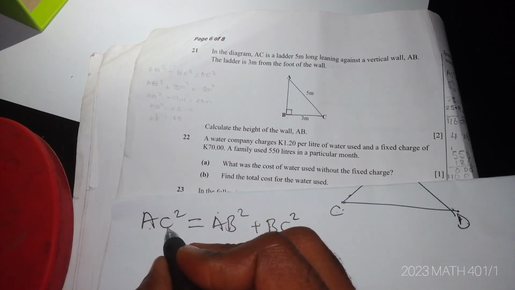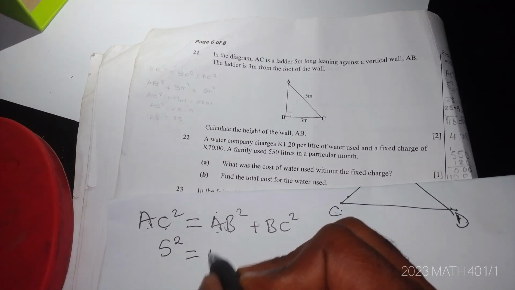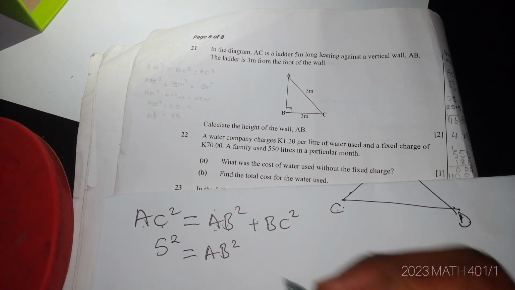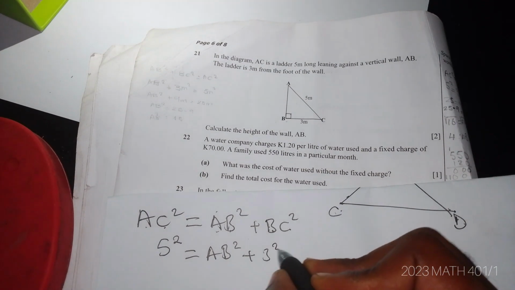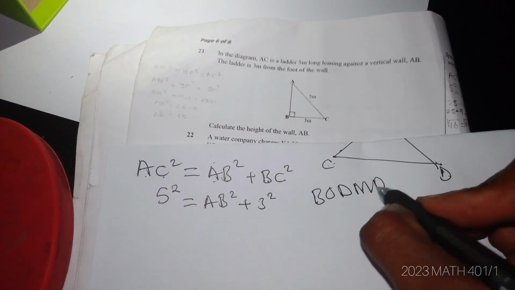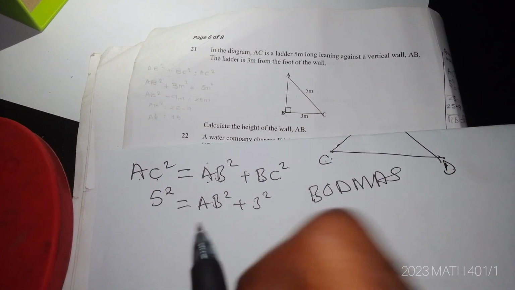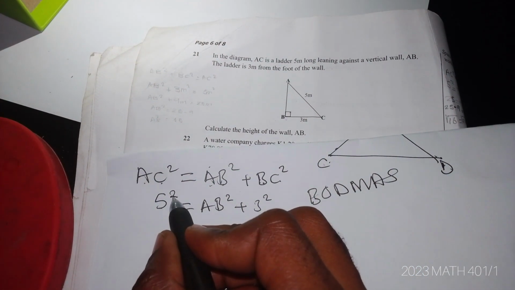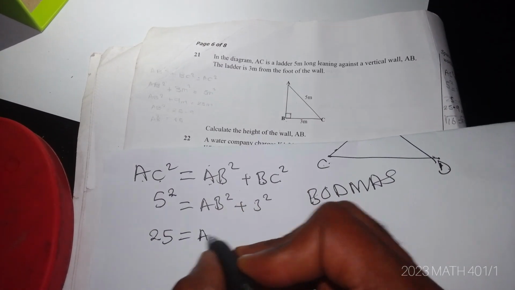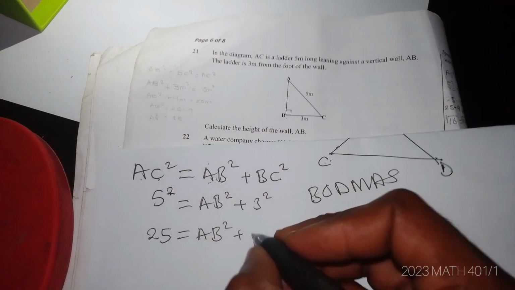So our AC is known. We have the 5 there. You put your square. AB is unknown. You can either use AB or use an X. I'll use AB. And then BC is 3. So remember what we said about BODMAS. Before you do anything, you have to get rid of the squares since we don't have brackets here. So 5 squared means 5 times 5, which is 25. And then we have AB squared plus 3 squared, which means 3 times 3, which is 9.